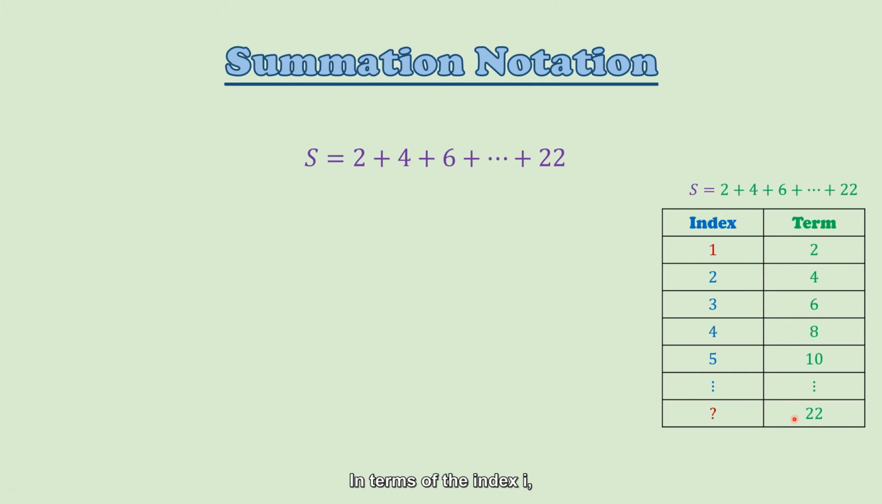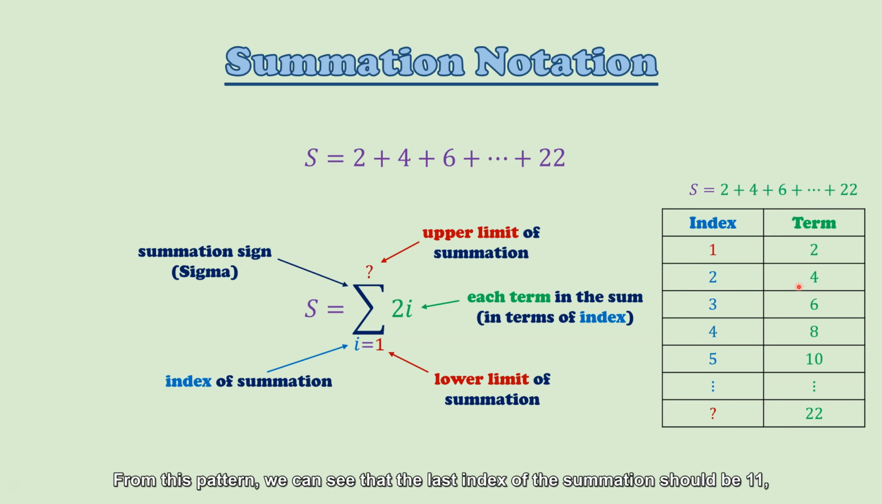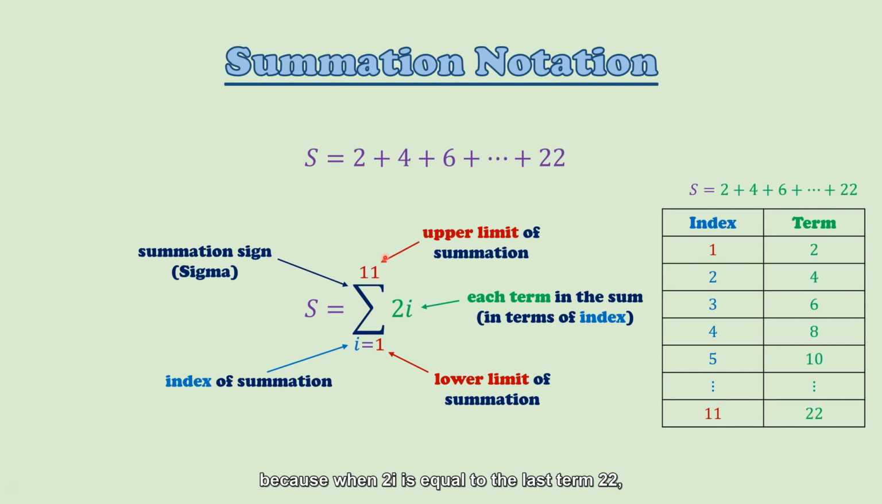In terms of the index i, now the general term should be 2i. So that when i is 1, the term is 2. When i is 2, the term is 4, so on and so forth. From this pattern, we can see that the last index of the summation should be 11. Because when 2i is equal to the last term 22, i is equal to 11.